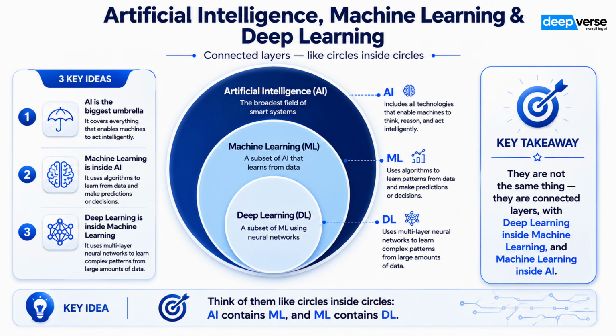Now let's clear one of the most confusing topics for beginners in AI. People often hear terms like artificial intelligence, machine learning, and deep learning, and assume they all mean the same thing. But actually, they are connected layers. The easiest way to understand this is to think of them like circles inside circles.